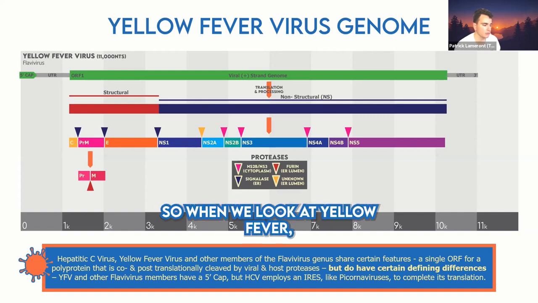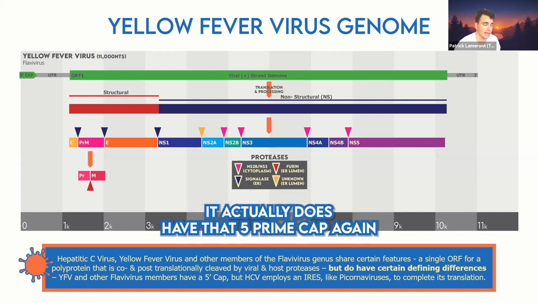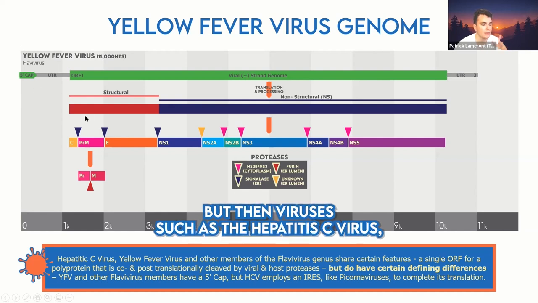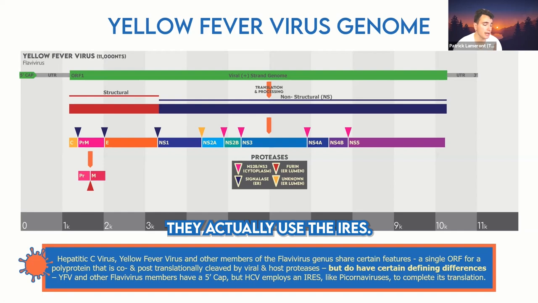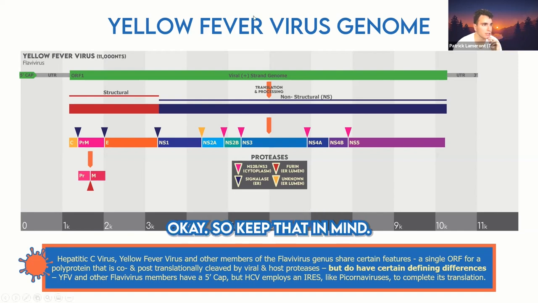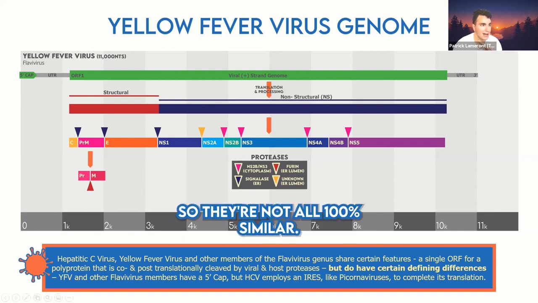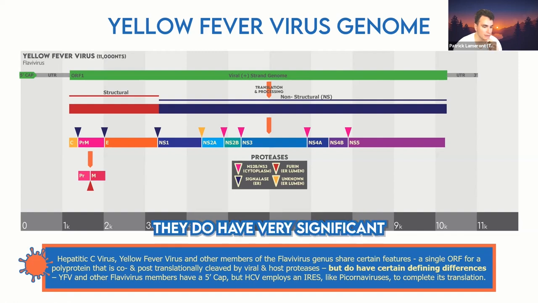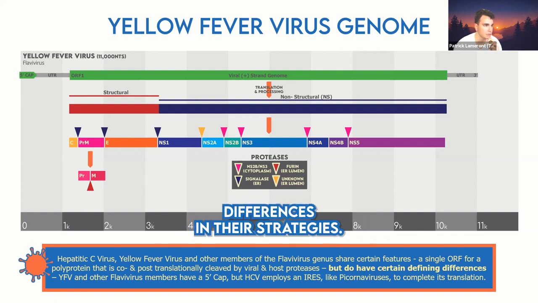So when we look at yellow fever, it actually does have that 5' cap again that you can see over here, but then viruses such as hepatitis C virus, they actually use the IRES. So there are subtle differences between different viruses in the same genus, okay? So keep that in mind. They're not all 100% similar. They do have very significant differences in their strategies.